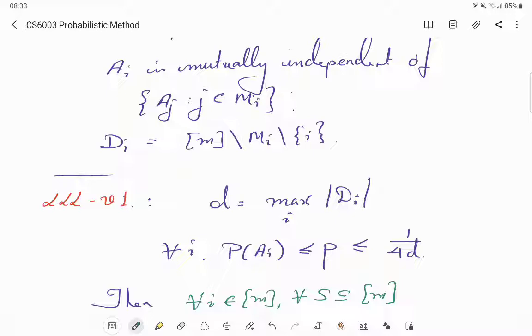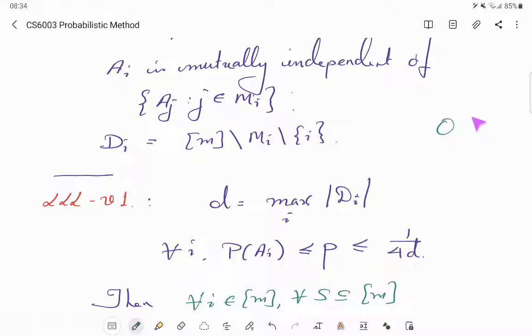Now, what is Lovasz local lemma's version 1, which we will prove? We will set this little d to be the max over i of this Di. This is the same d that we saw in the version that we used in the last class. The dependency is contained within a set of size at most d. The size of Di may be different for each i, so we are going to take the maximum degree in some sense.